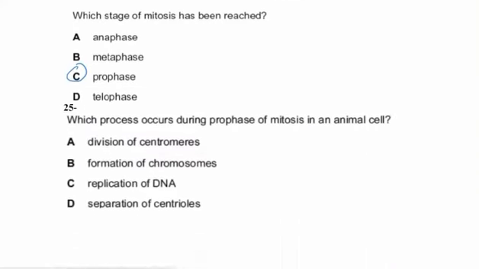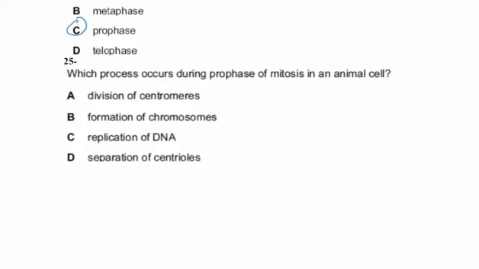25. Which process occurs during prophase of mitosis in an animal cell? Okay, so let's see. Division of centromeres. No, centromeres divide during interphase. Sorry, it's not centrioles, it's centromeres. So centromeres divide during anaphase, when the chromatids are pulled, or when the centromeres are pulled. So centromeres divide during anaphase.